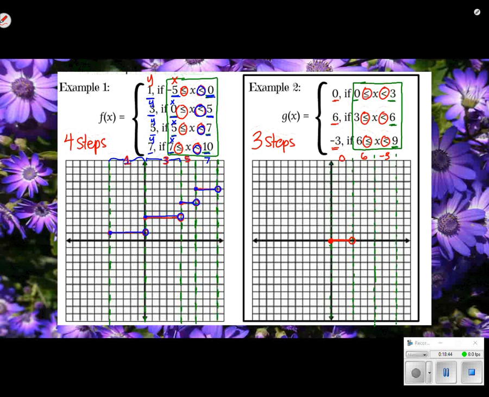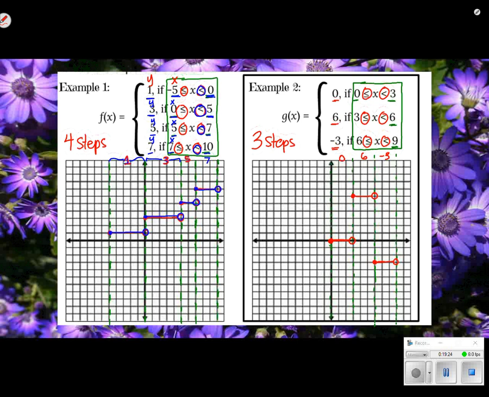All right, now between 3 and 6, we're going to jump up to 6. So 3, 6, 1, 2, 3, 4, 5, 6, right there. There's a closed circle. And then 6, 6 is an open circle, horizontal line. And then between 6 and 9, I'm at -3. So this is like a weird staircase. You would not want this staircase at your house. We're going to be at 6, -3, closed circle. 9, -3, open circle, horizontal line. So 3 steps, we've got them there.